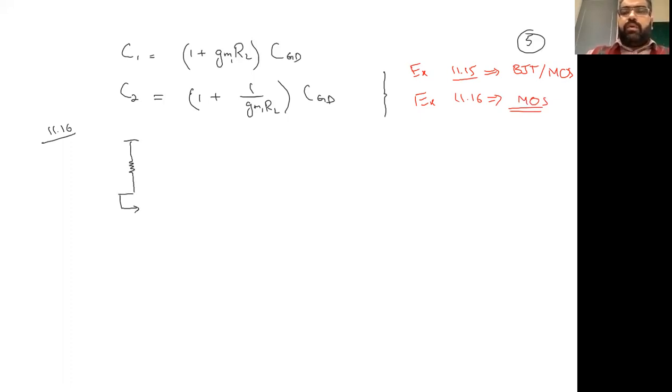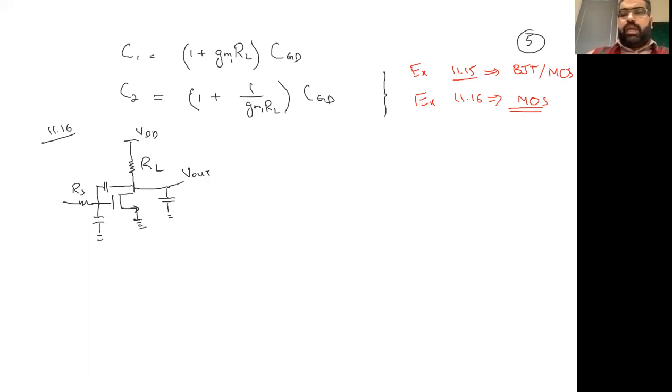And you have all the capacitances. See this one, and this one, and you have RS something, you have RL something, you have VDD, and you have ground here. Okay, and this is your V out.